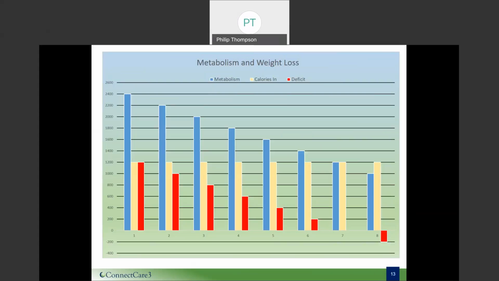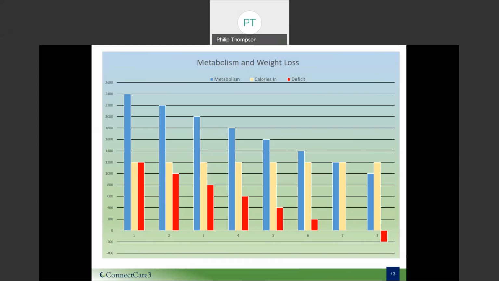So I try to put this in a graph form to make it a little bit easier to understand what happens. So when all we do is diet and cardio, and we're not keeping our muscle tissue, this graph kind of depicts a rough idea of what happens. So the blue bar is essentially metabolism, which is obviously driven by lean muscle tissue. The yellow is your calories in, so how much you're eating, and then the red would be the deficit.